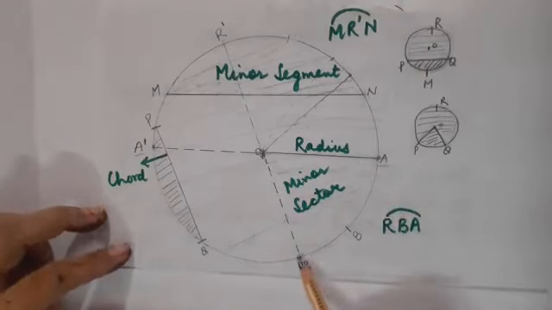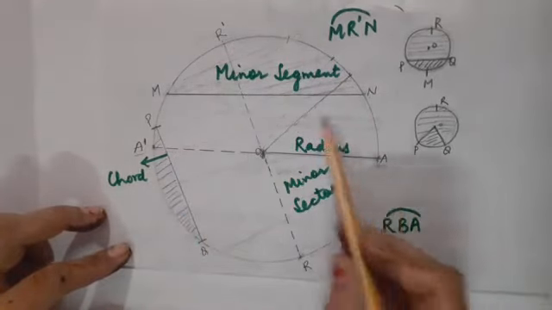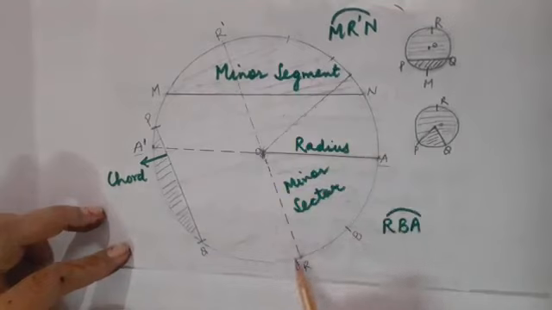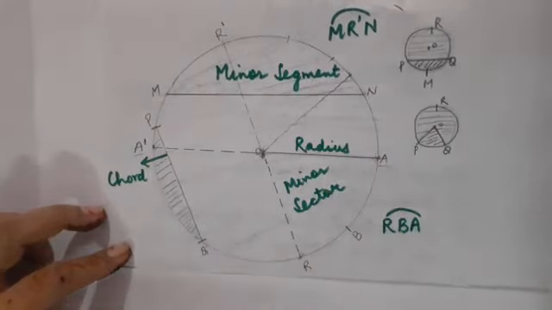But if I talk about R dash and A, this complete arc, R dash A, this will be known as major arc. Clear?